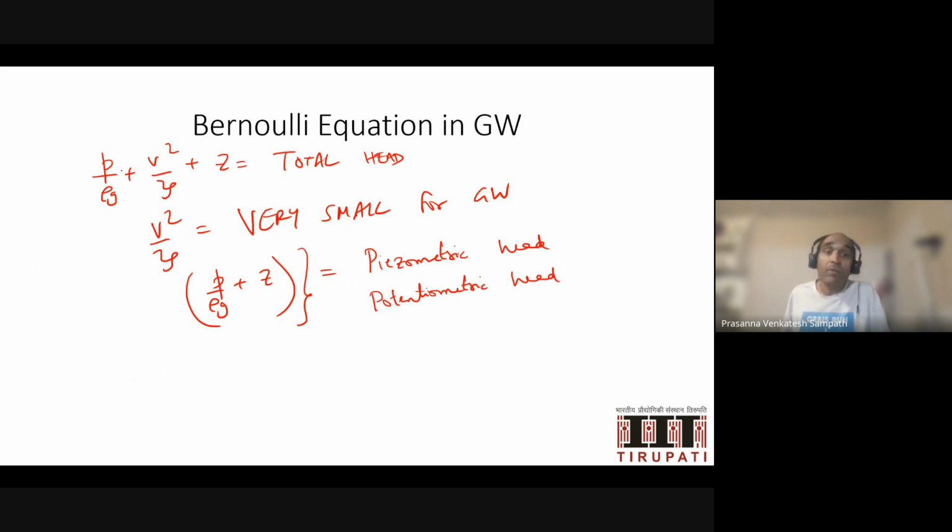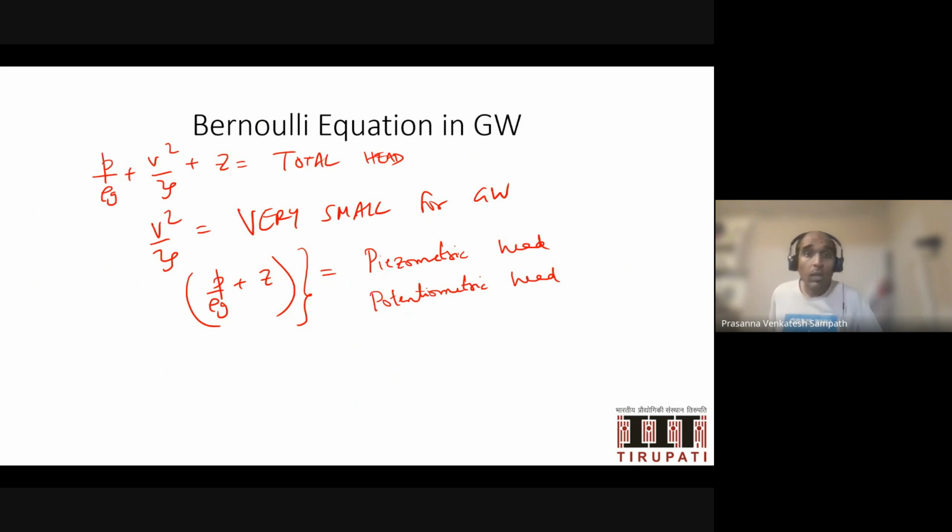The summation of these three terms is referred to as the total head, right? We all know this. P by rho g is the pressure head, also sometimes referred to as the static head. V square by 2g is the velocity head, also known as the dynamic head. And Z is the elevation head or the datum head. These three components together, when you add them up, give you the total head.